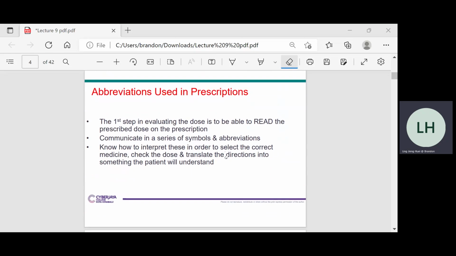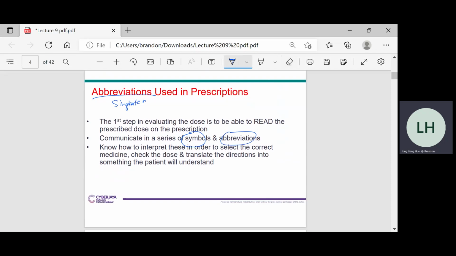So first of all, we must be able to understand abbreviation. Abbreviation by definition sebenarnya dia adalah singkatan. Okay, singkatan. So dalam prescription, kita akan menggunakan banyak singkatan untuk menjimatkan masa dalam writing the prescription ataupun untuk menterjemahkan itu prescription. So we'll need to know a lot of different types of symbols and also their punya abbreviations.